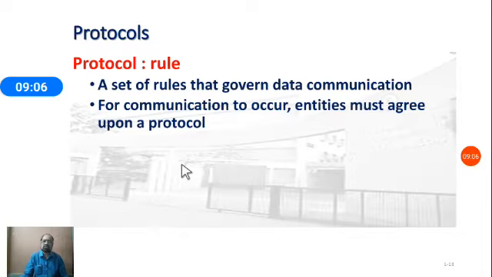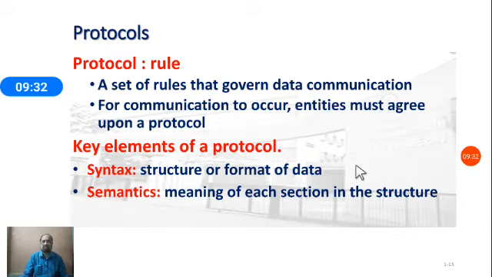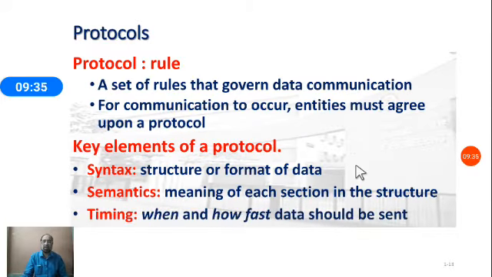So what are the protocols used in this? Protocols are nothing but the set of rules that governs the data communications. For communication to occur, entities must agree upon the protocols. Everyone has to follow the rules and regulations. The key elements of the protocols are the syntax, the structure or the format. Syntax is nothing but the structure or format of the data that must flow in the network. Semantics means the meaning of each section in the structure. Timing is when and how fast data should be sent; that is also under the rules we call protocols.